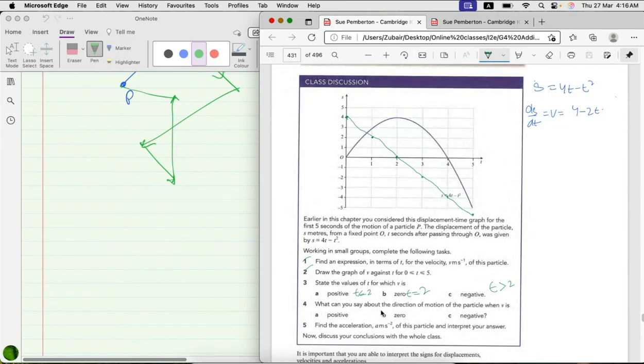Fourth part says, what can you say when time is greater than 2, velocity is negative? Yeah, see, at time 2, the graph actually crosses the x-axis and goes to the negative side. Greater than 2, this is 3, 4, 5 on the x-axis, the value of time. When the value of time is 2, 3, 4, 5, at that point the graph is below. At that point, velocity is negative.